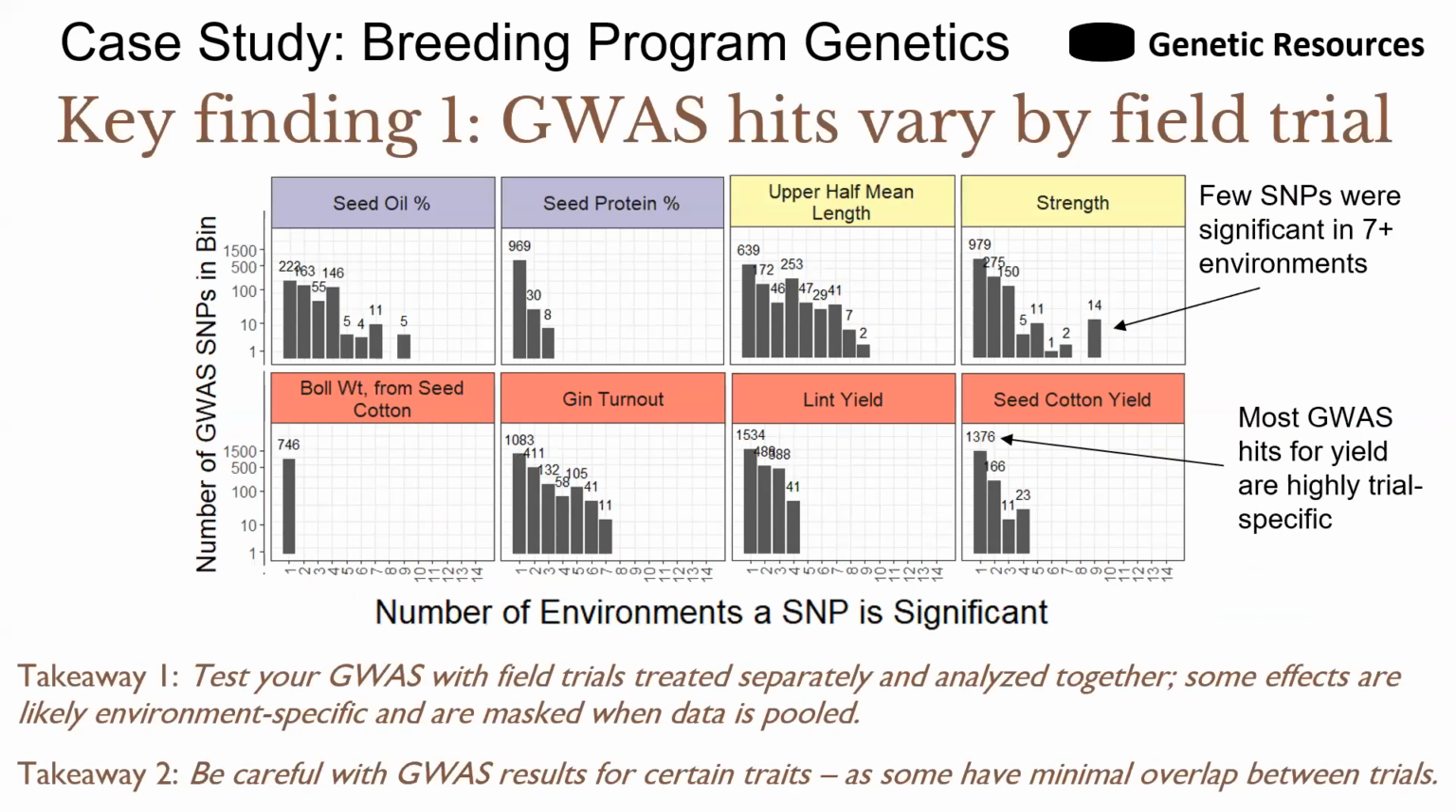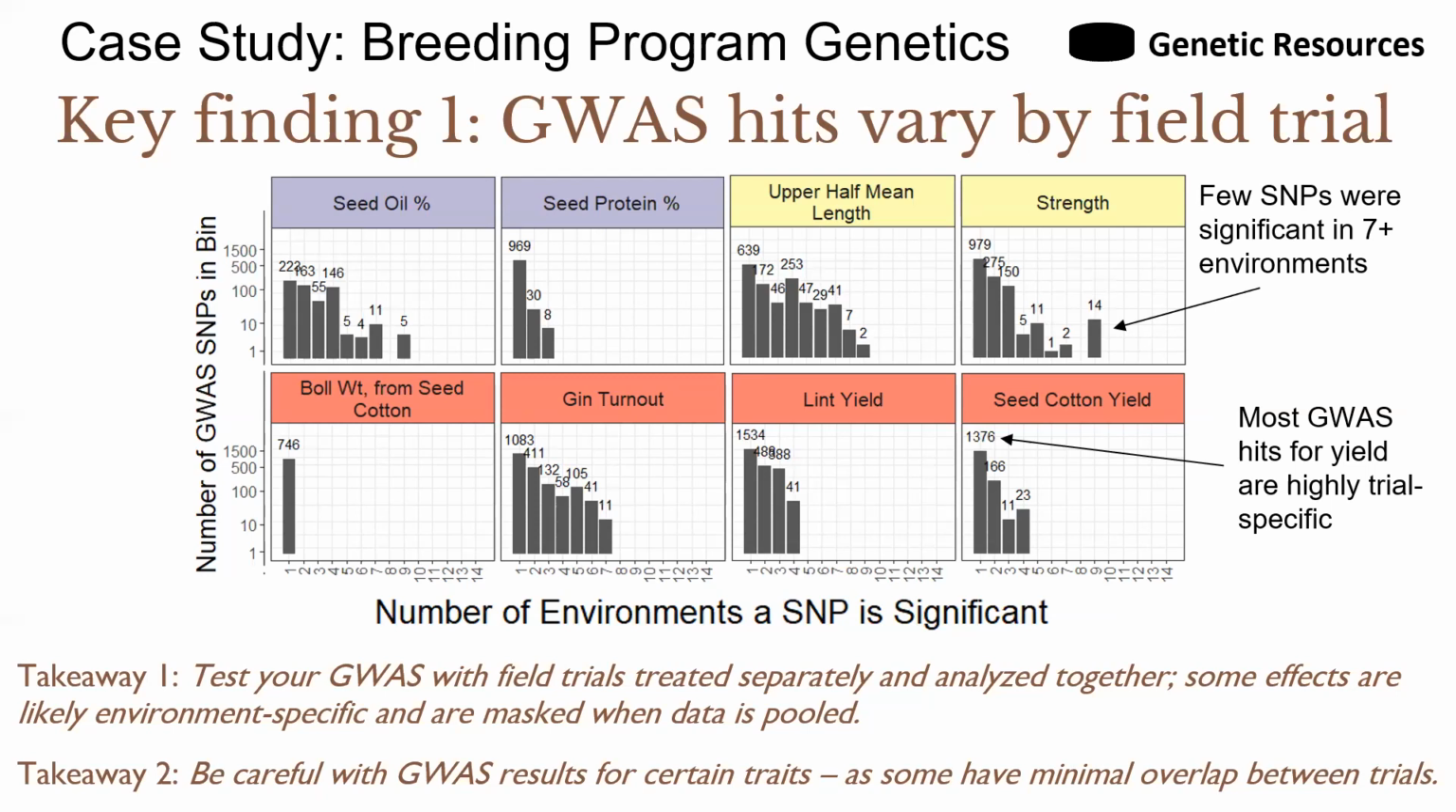Our first key finding with the GWAS hits is that they really seem to vary by field trial. This figure shows how many GWAS SNPs were identified across the multiple field trials. If a GWAS SNP was only found in 1 unique field trial, it is shown on the left of each graph. If it happened to be in more than 1 field trial, we're plotting the number that it exists in. You can see that there are a few SNPs that were significant in more than 7 environments, and that a lot of the hits for yield traits specifically are limited to a lower number of field trials.